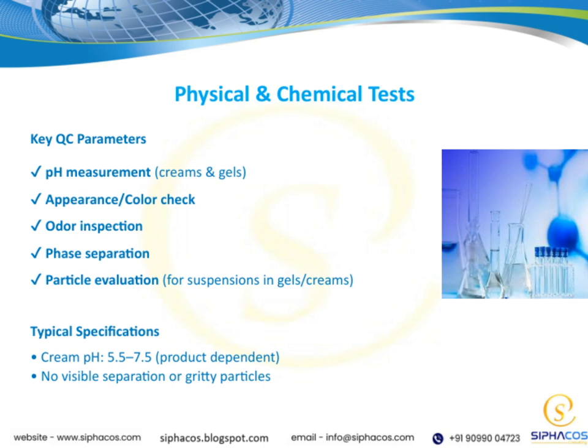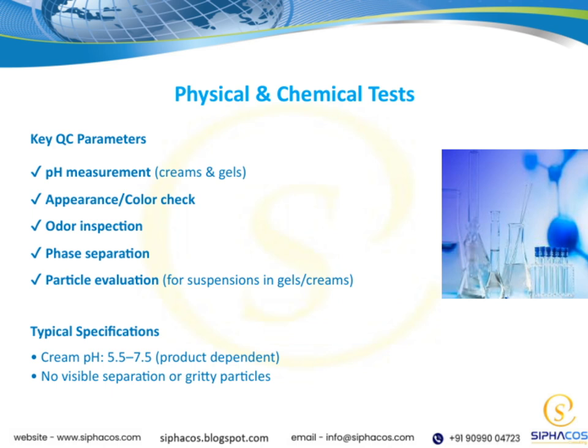First, pH measurement is crucial, especially for creams and gels, because it affects both the stability and the skin compatibility of the product. We typically aim for a pH range of about 5.5 to 7.5, but of course, this can vary depending on the specific product. Next, appearance and color check is an important visual inspection. We want to see a uniform, consistent appearance without any discoloration that might indicate spoilage or contamination.